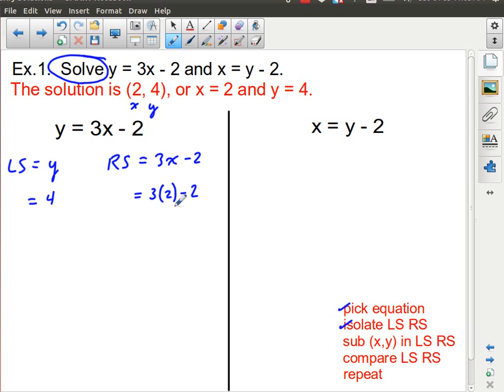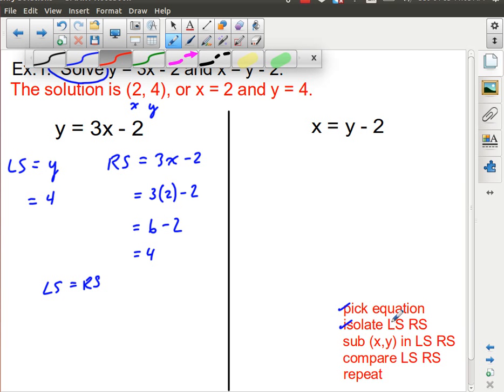I just want to point out to you here, notice that in this case, and this was also true in our previous example, you're not always going to be using the x and y values in both sides. This left side only has the y value. We don't do anything with the x value. The right side only has the x value. We don't do anything with the y value. 3 times 2 is 6 minus 2 is equal to 4. Left side is equal to right side. So let's just make sure. So I have substituted and I've compared. Now I'm going to repeat.